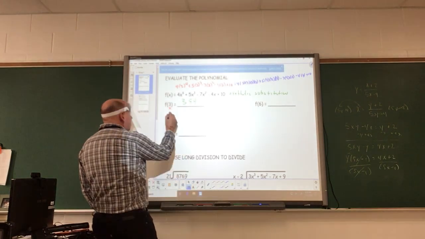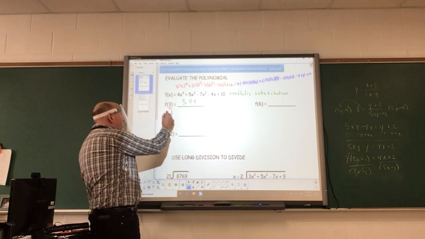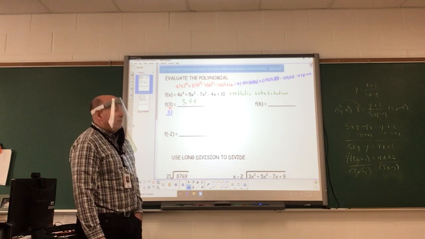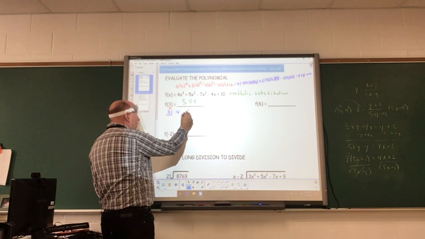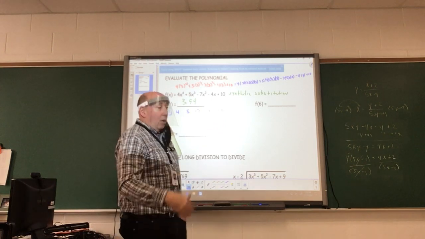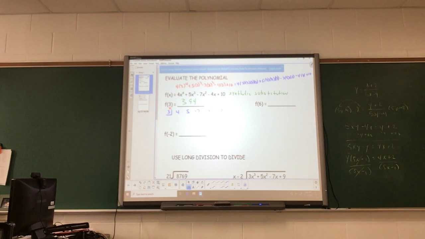In synthetic substitution, we put a little half box out front. And the value that we are subbing in, we're subbing in the value of 3. Along the top, we are writing the coefficients 4, 5, negative 7, negative 4, and 10. Now, we have to go in decreasing order to our degree when we're dealing with synthetic division. So our degrees have to be in decreasing order. And if we're missing one, we need to put a 0 in there to hold the place value.